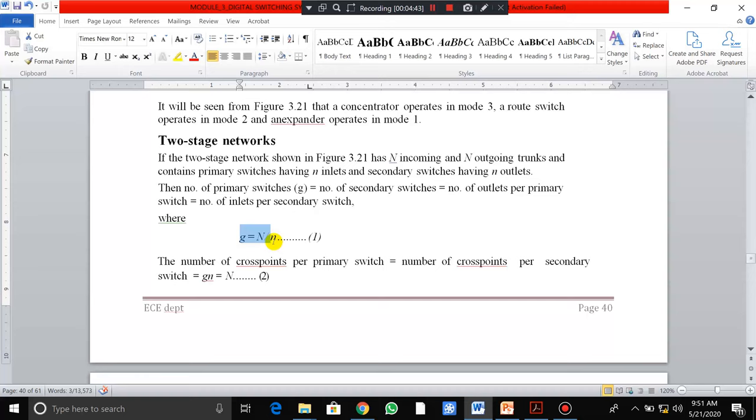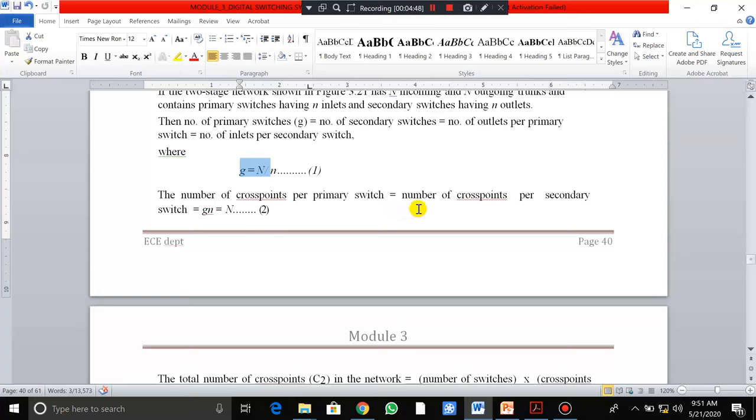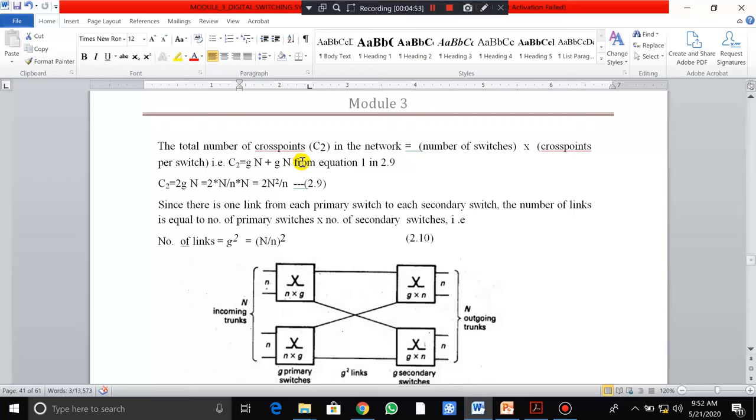The number of cross points per primary switch is equal to the number of cross points per secondary switch. The total number of cross points, that is C2 in the network, is equal to the number of switches into cross points per switch. Okay, this is the formula. So by using this formula, since there is one link for each primary switch to the secondary switch, the number of links is equal to the number of primary switches.